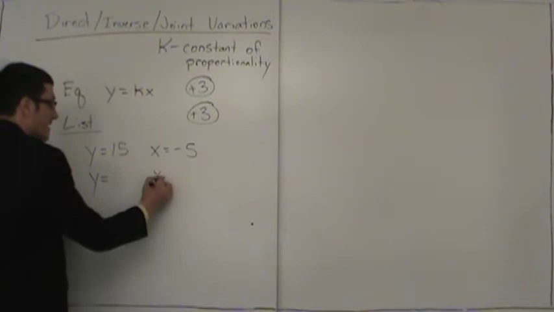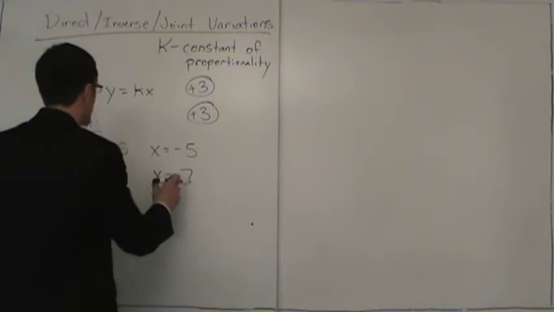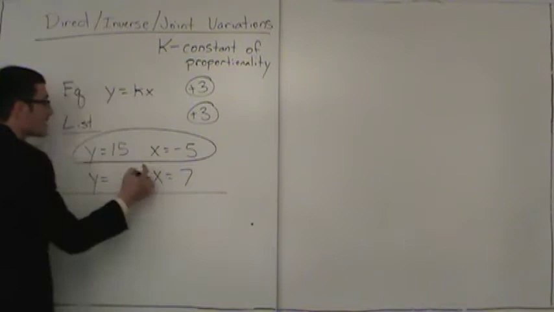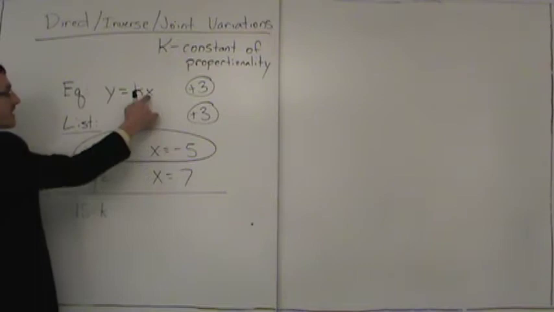Okay, start with the part of the list that does not have a missing value. So to solve this problem, we're going to start with the part of the list that does not have a missing value, the top part in this case. We're going to throw these values into the equation to find k. So we're going to put 15 in for y. We get 15 equals k, and we're going to put negative 5 in for x, k times negative 5.